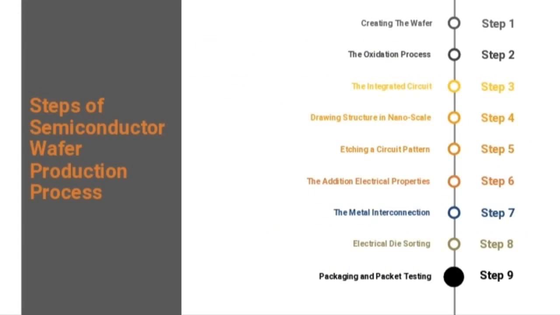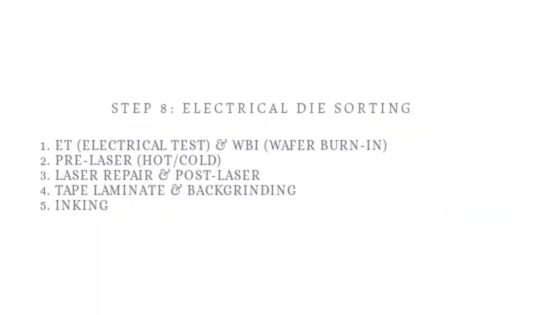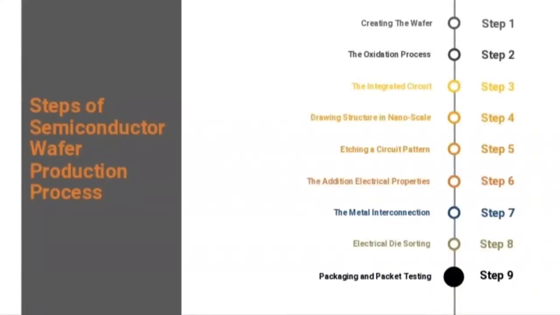Step 8. Electrical die sorting. There are several steps of die sorting. Number 1. Electrical test and WBI, wafer burn-in. Number 2. Pre-laser to determine hot or cold. Number 3. Laser repair and post-laser. Number 4. Tape lamination and back grinding. Number 5. Inking.